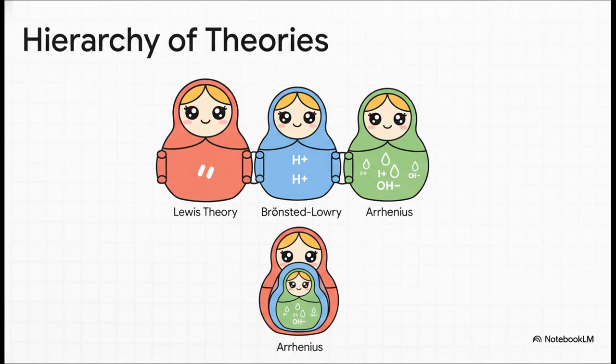The best way to think about it is like a set of those Russian nesting dolls. The Arrhenius theory is the smallest doll on the inside. It's very specific, only works for H+ and OH- in water. It fits perfectly inside the next doll, the Brønsted-Lowry theory, because a proton donor is just a special kind of electron pair acceptor, right? And both of those fit inside the biggest, all-encompassing doll, the Lewis theory of electron pair exchange.